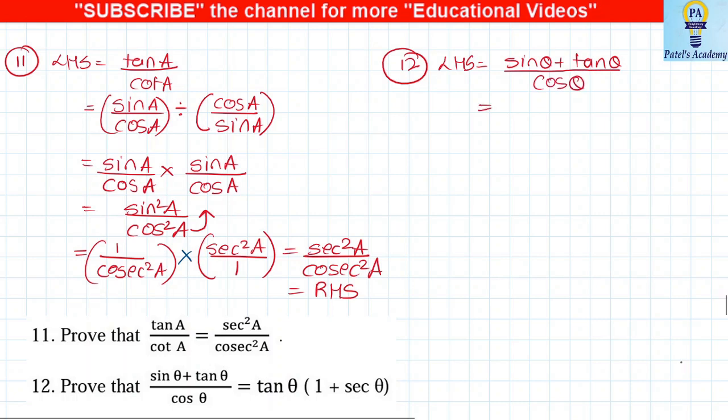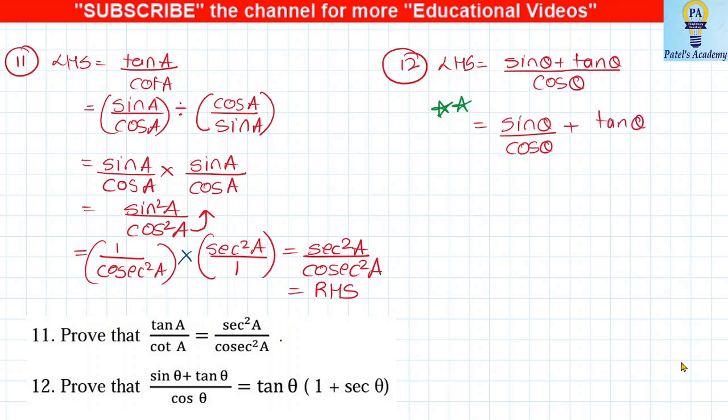Now the step we are doing here, students, we call it splitting the denominator. What do you mean by splitting the denominator? Whatever the denominator is, that denominator is for both the terms in the numerator. This is called splitting the denominator. So I'm bringing cos to both the terms in the numerator. What I get is sin upon cos, which is tan theta, and tan theta as it is, upon cos theta.